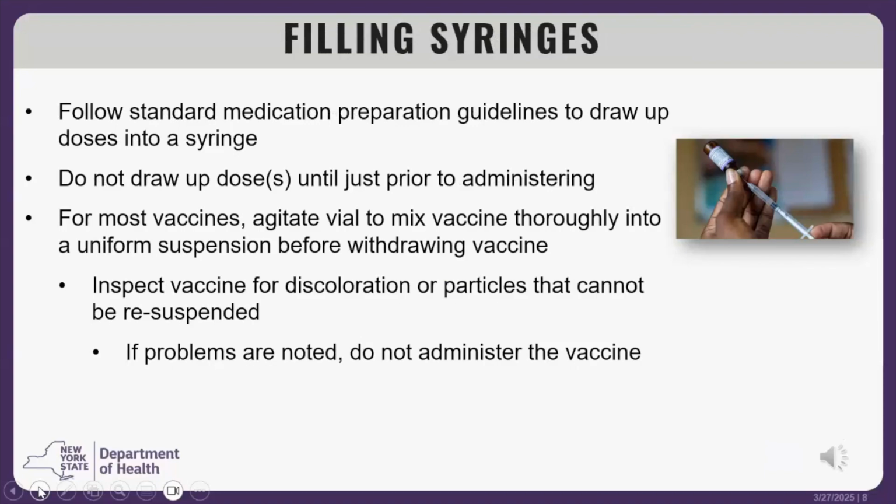Follow standard medication preparation guidelines when drawing a dose of vaccine into a syringe. Do not draw the vaccine dose into a syringe until it is ready to be administered. Agitate the vaccine vial to mix vaccine thoroughly and obtain uniform suspension prior to withdrawing vaccine. Inspect vaccine for discoloration or particles that can't be resuspended. If problems are noted, the vaccine should not be administered.